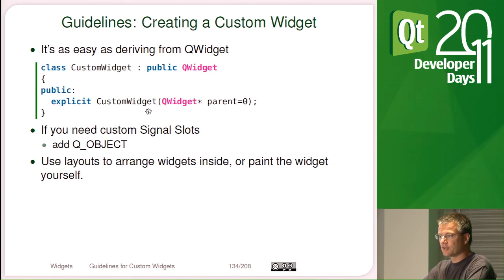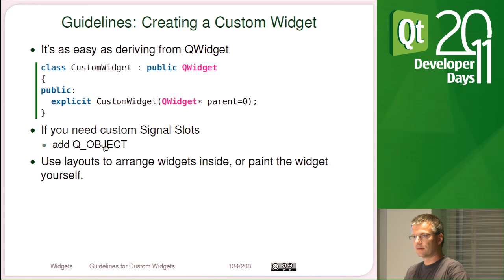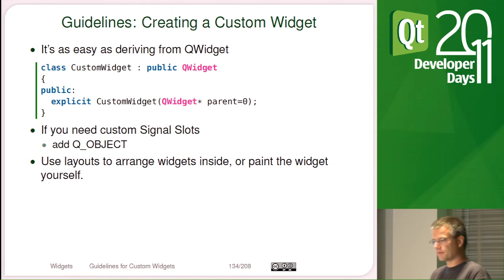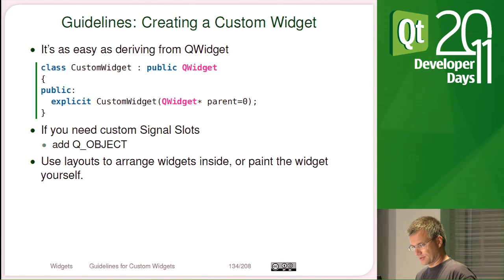Whenever you want to use functionality of the meta object system, you have to define the QObject macro. And I strongly recommend you to do it as soon as you create your class, because you might definitely want to make use of signals and slots or properties. Therefore, you need to define the QObject macro.